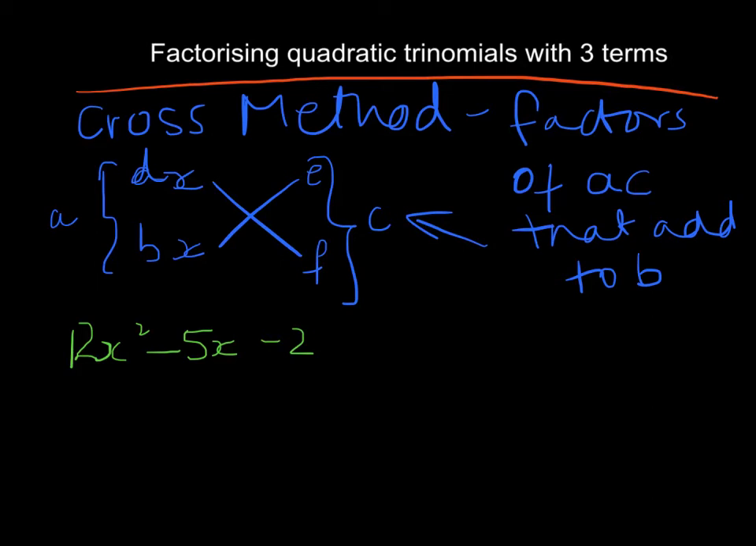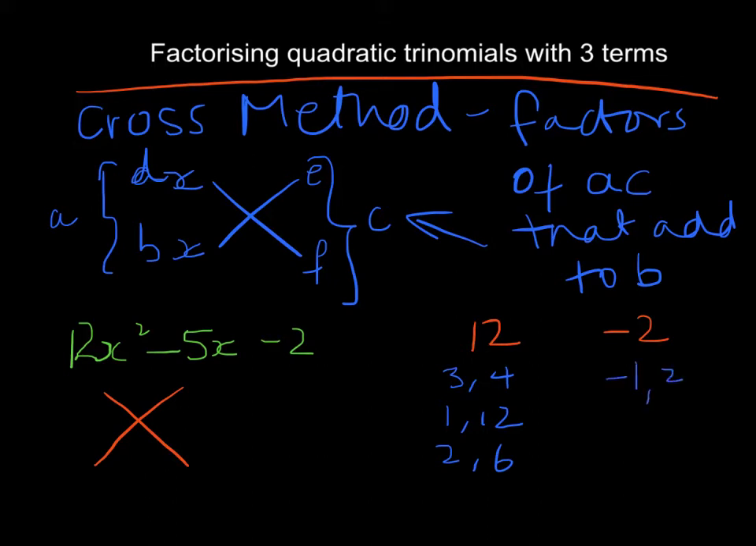But the most important use for the cross method is when I actually have a multiple in front of my x squared. So if we look at that, I'm always going to be looking at it crossed like that. I need to find the factors of 12 and the factors of negative 2. And then I'm going to trial them in my little cross there. So the factors of 12, well, I could have 3 and 4, 1 and 12, or 2 and 6. Okay, the factors of minus 2 are -1 and 2, or -2 and 1.